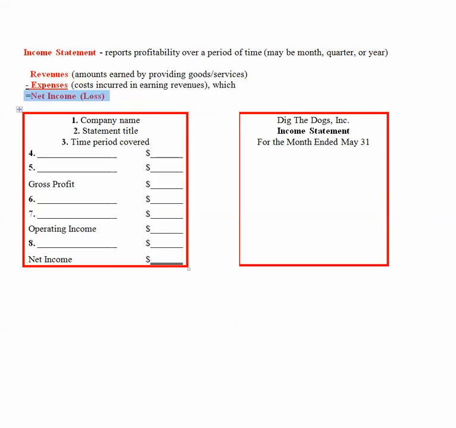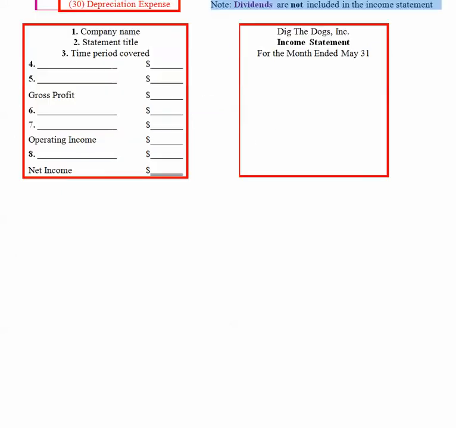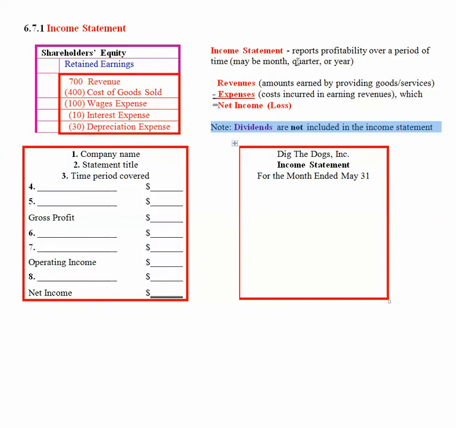Now let's go through the revenues and expenses that would be recorded. Well, the first item, oh sorry, I forgot to mention dividends. That was under the retained earnings column, but dividends are not included in the income statement. We'll talk about dividends later. So now let's go through. The first item here in the column was revenues. That would be your first line.